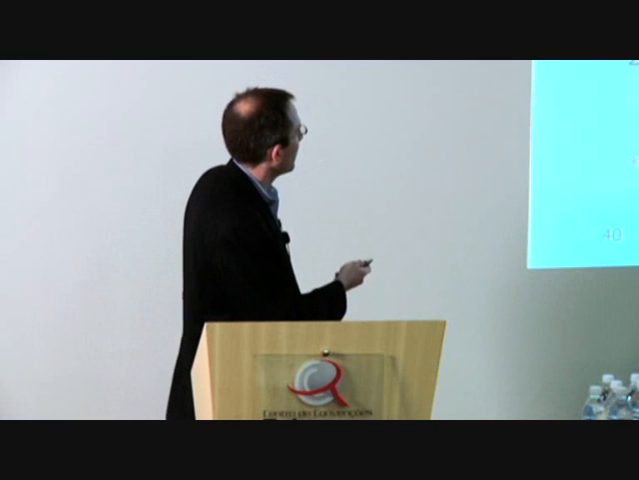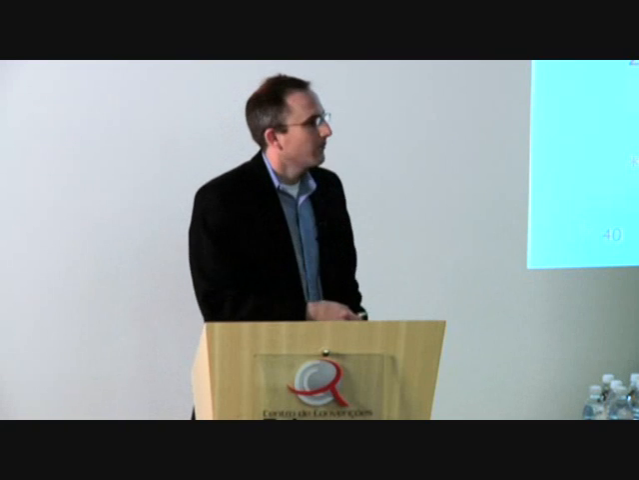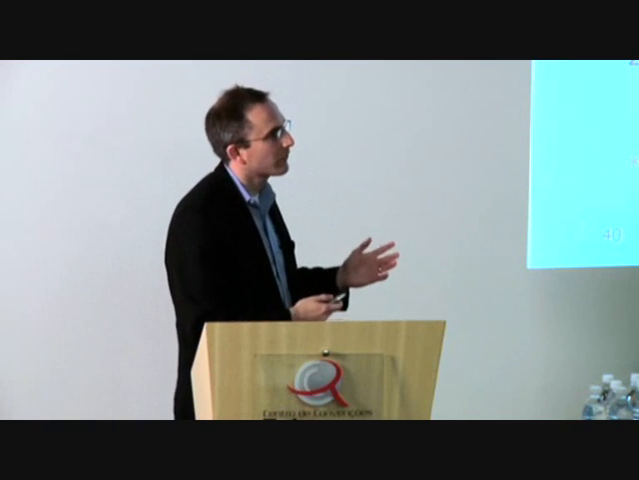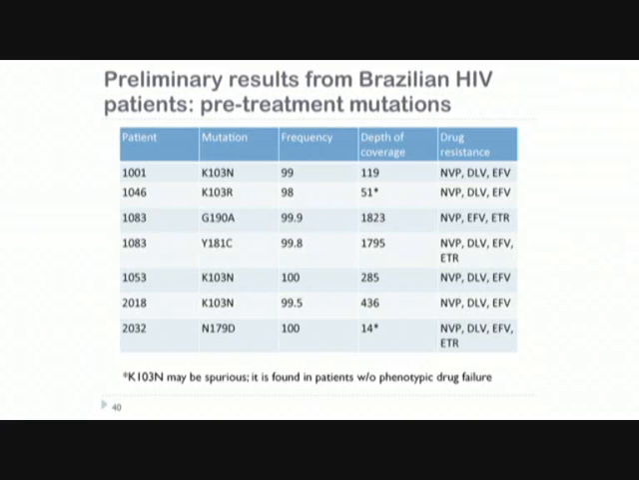Though it's important to mention that this K103N mutation, which we see 3 times, may be spurious because this mutation is not always associated with phenotypic drug resistance. But nonetheless, it goes to show that with this sort of technology, you can, in fact, identify resistance mutations with a high degree of confidence.